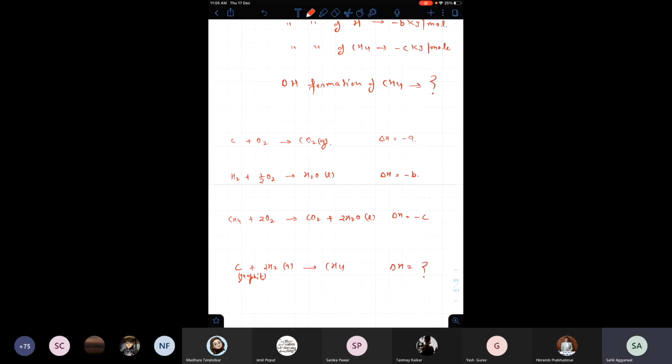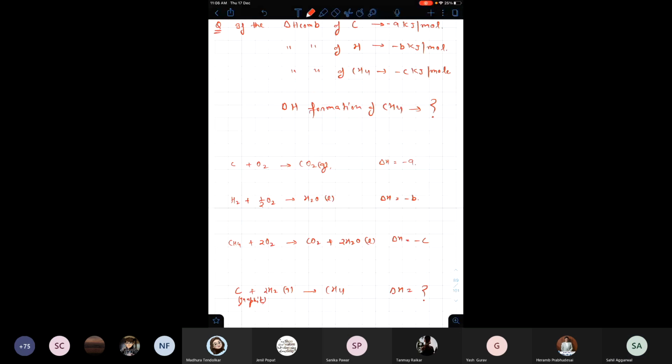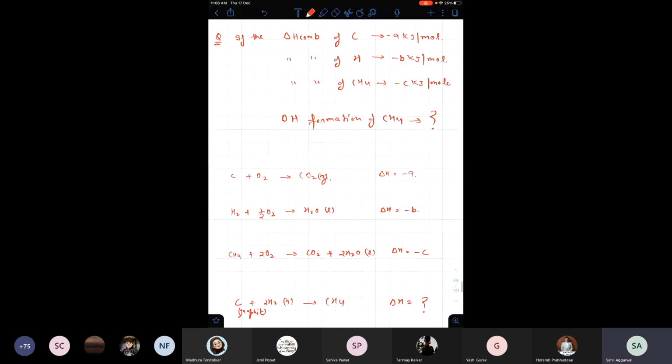How can we prepare the 4th reaction from the above 3 reactions? So adding 1 and 2 and then subtracting from 3.